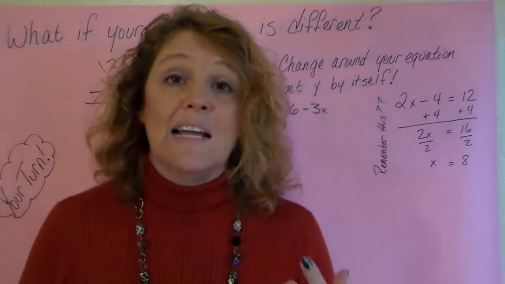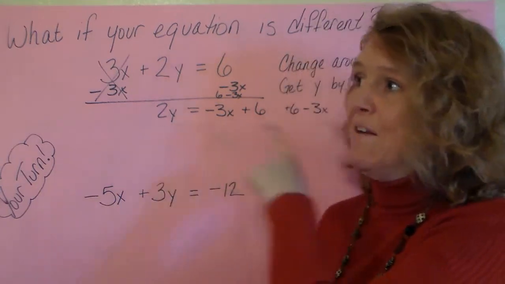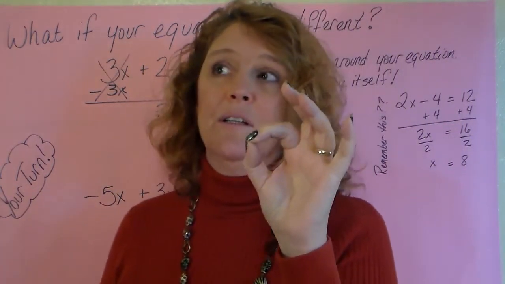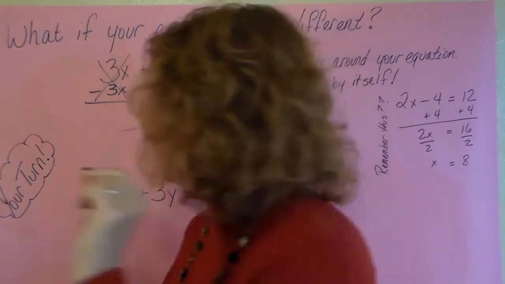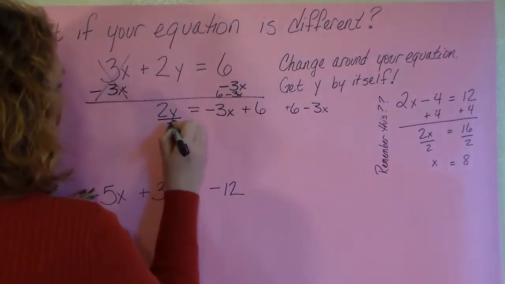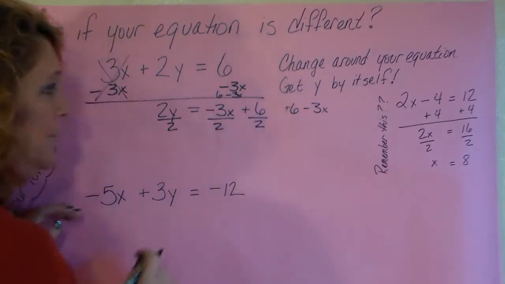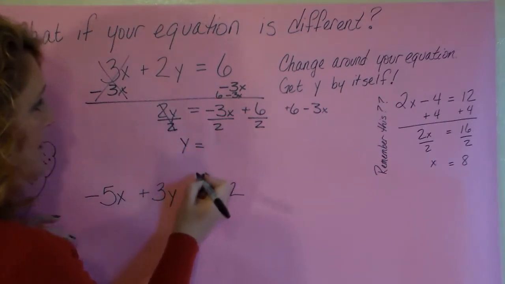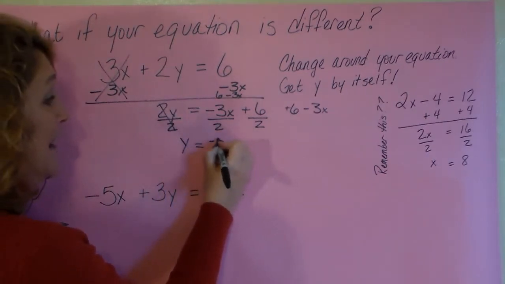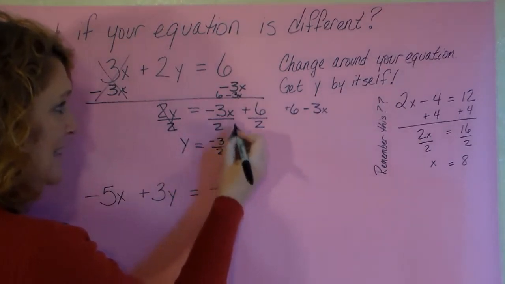Now, I can't have this 2 here. I have to divide everything by 2. Now, complicated. I have to divide everything by 2. So, I'm going to start by actually drawing it. Divide everything by 2. And now fix it. Now I have y equals, and I have negative 3 over 2x.